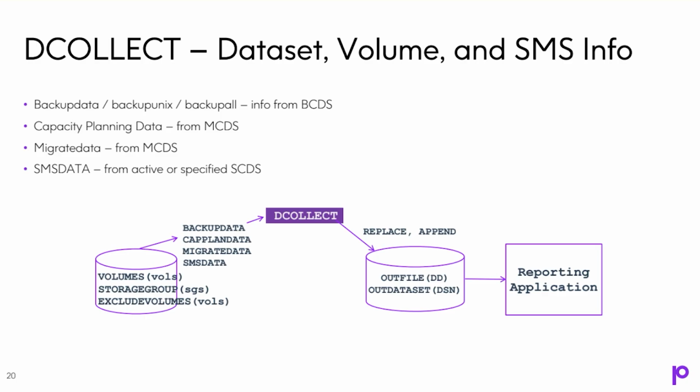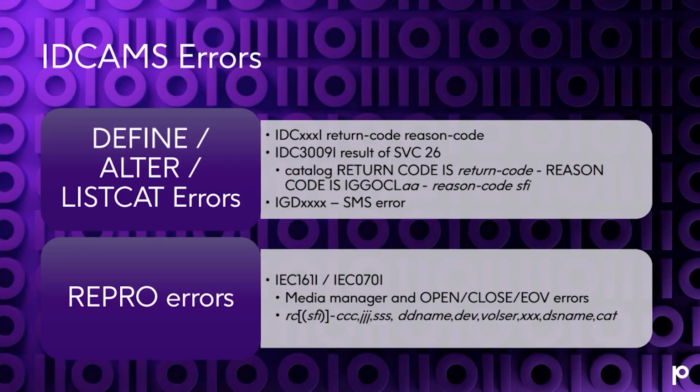And I think we're just about out of time, but I think I'm almost at the last slide. There are a couple of IDCAMS errors. When you do get IDCAMS errors, for a LISTCAT, you'll typically get an IDC3009I, which is the result of SVC 26. And so there's a return code and a reason code, which you can look up in the IBM messages manual. They're usually easy to find.